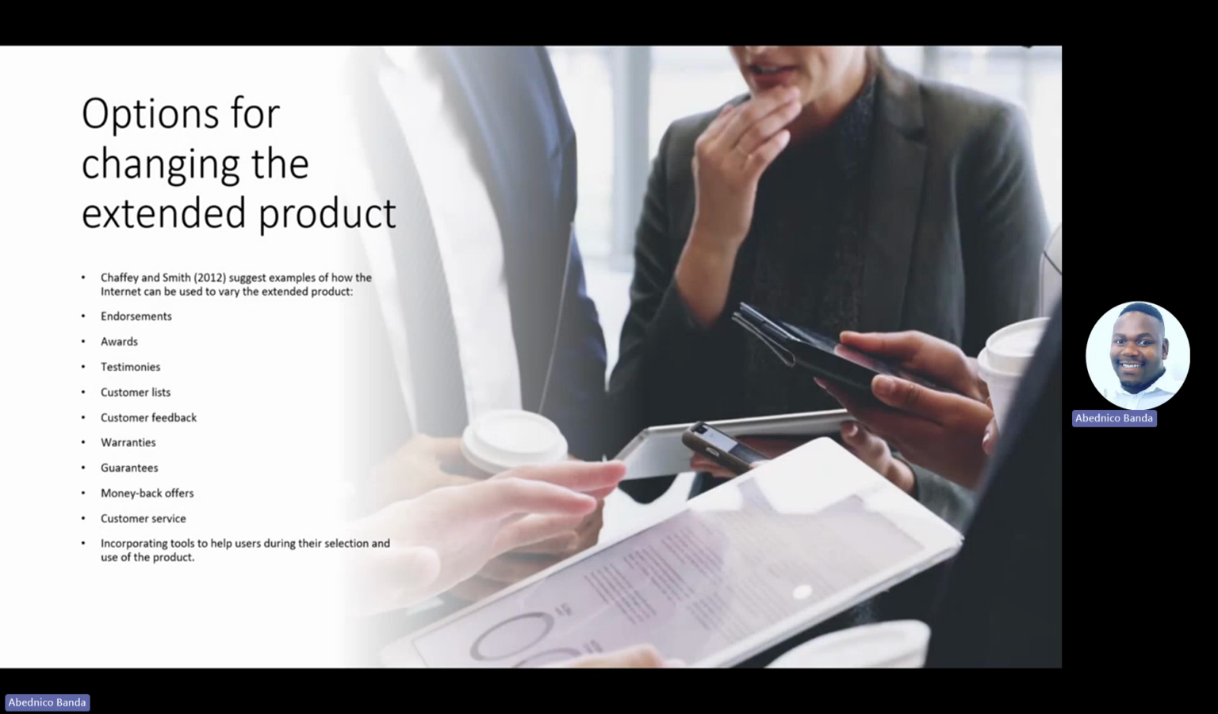So you can use endorsements, you can use awards, you can use testimonials, you can use customer lists, you can use customer feedback, warranties and guarantees. I hope students know the difference between a warranty and a guarantee. I'm not going to mention that. Money back offers, customer services, incorporating tools to help users during their selection and use of the product, as well as influencer marketing.